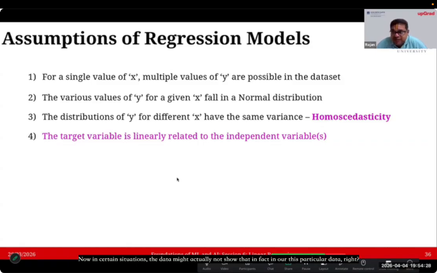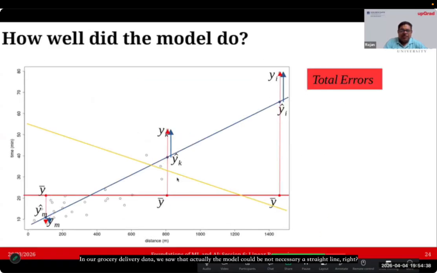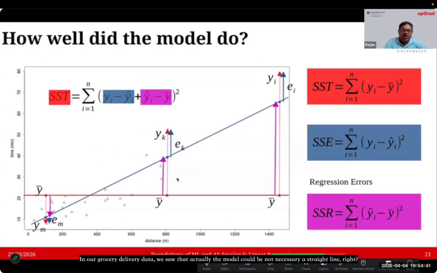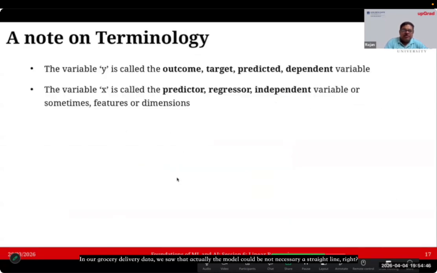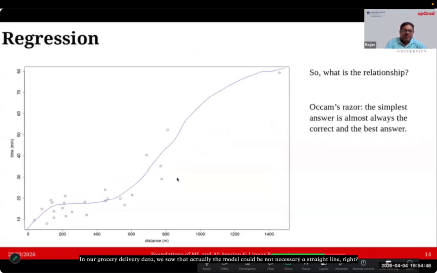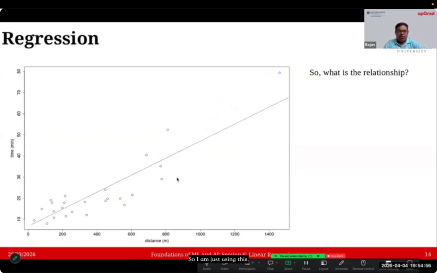In certain situations the results might actually not show that. In fact, in our grocery delivery data, the results we got could be not necessarily a straight line. Let's say they have 5 million members. It could be a polynomial like this. They are not going to send out these forms to all 5,000. I'm assuming the relationship to be linear.